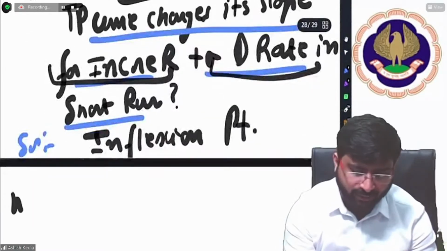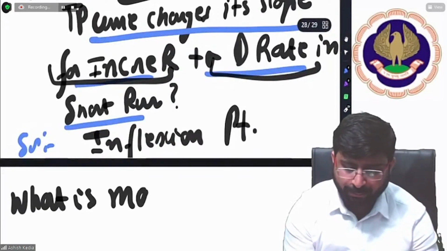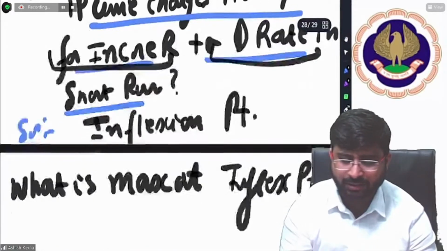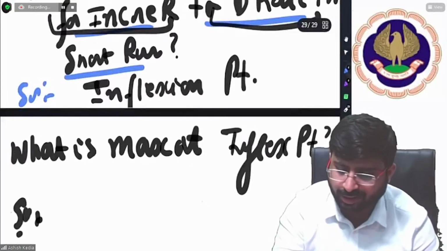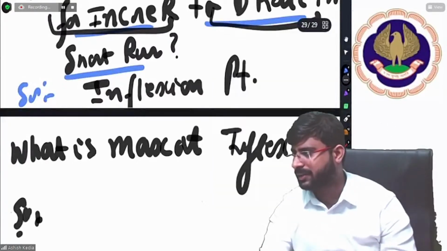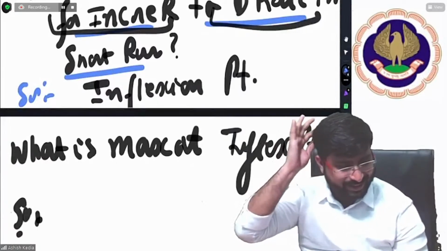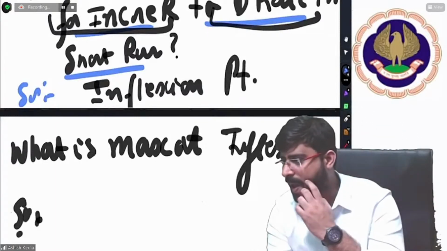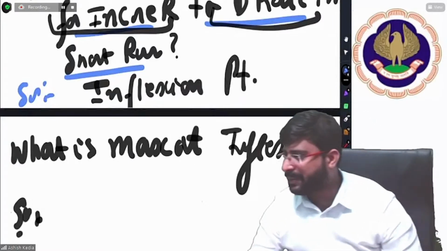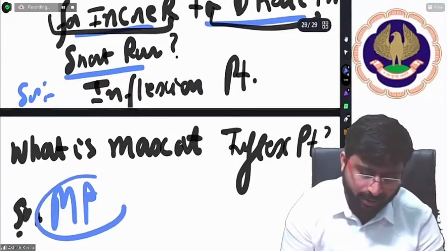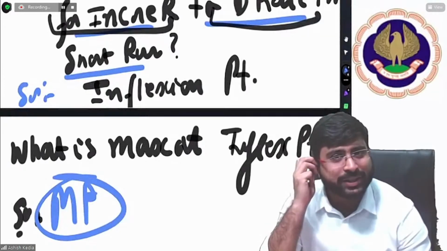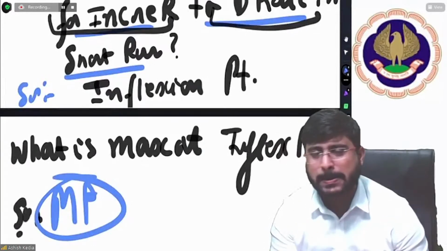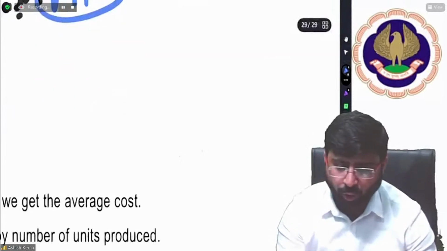And what is maximum at inflection point? Come on, answer me this as well. What is maximum at inflection point? Absolutely. MP. Marginal product is maximum at inflection point. That's the absolutely correct answer. And if you want to look at the point, I'll show it to you.